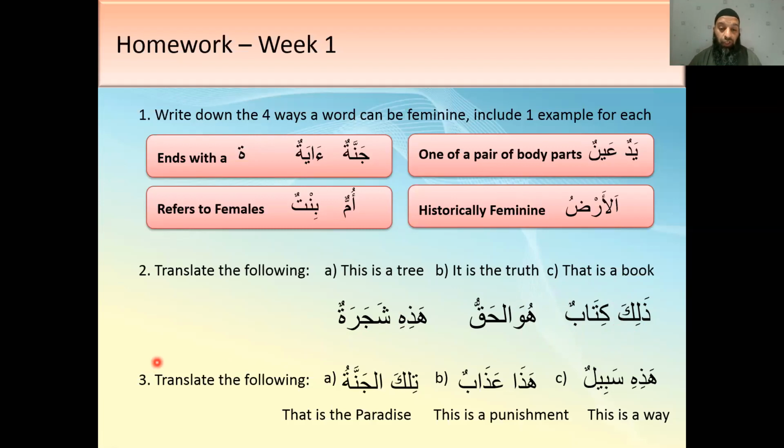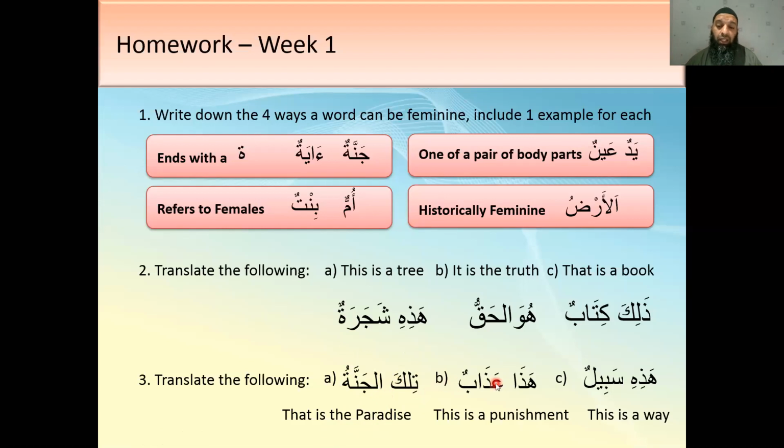Next one, translate the following. So tilka al-jannatu, this is how it's going to be in the Quran, meaning it's going to be written in the Quran. So the real thing is, are you able to translate? So tilka al-jannatu means that is the paradise. It's already tilka because jannatu is a feminine word. It's already written, you don't have to worry, but now you appreciate why tilka is being used, why dhalika is being used. If you remember, tilka means that is, and dhalika means that is, job done.